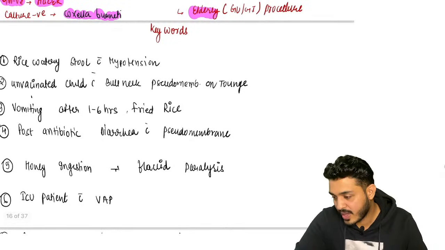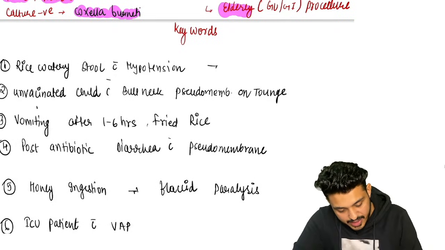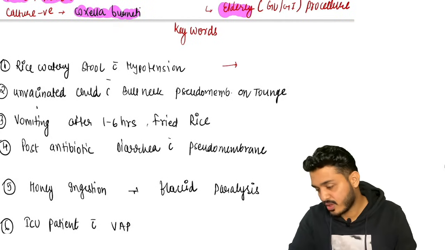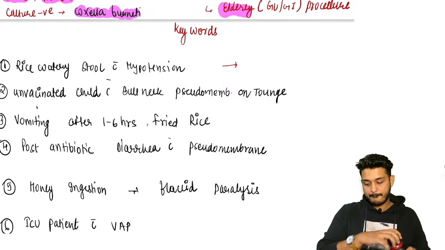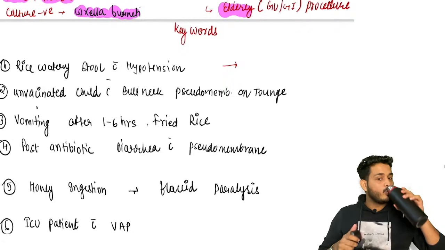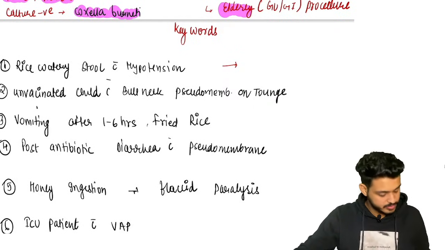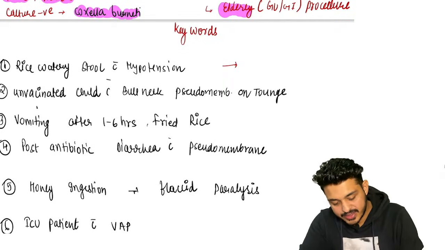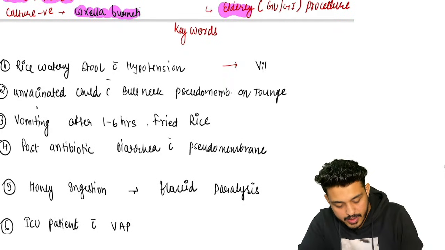Now some keywords and you have to answer me. Just try to participate. If a patient, they are going to give you some keywords in the question, they can write you what? A patient is coming to you with rice watery stools and hypotension. You have to think in the terms of what is going to be your diagnosis. Try to answer as fast as possible. All right, rice watery stool with hypotension, right? Rice watery diarrhea is going to be due to Vibrio cholerae.